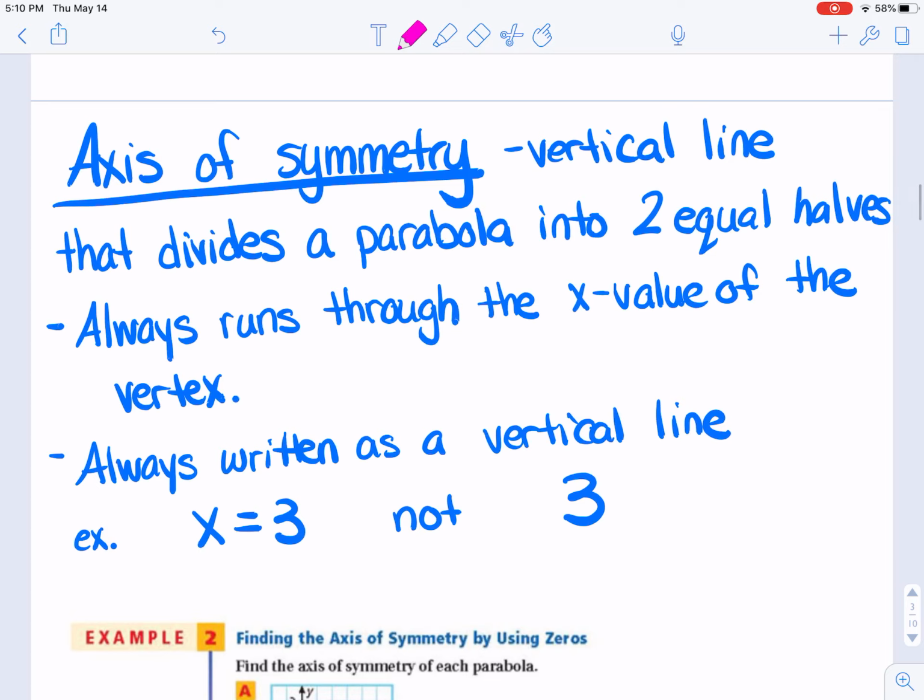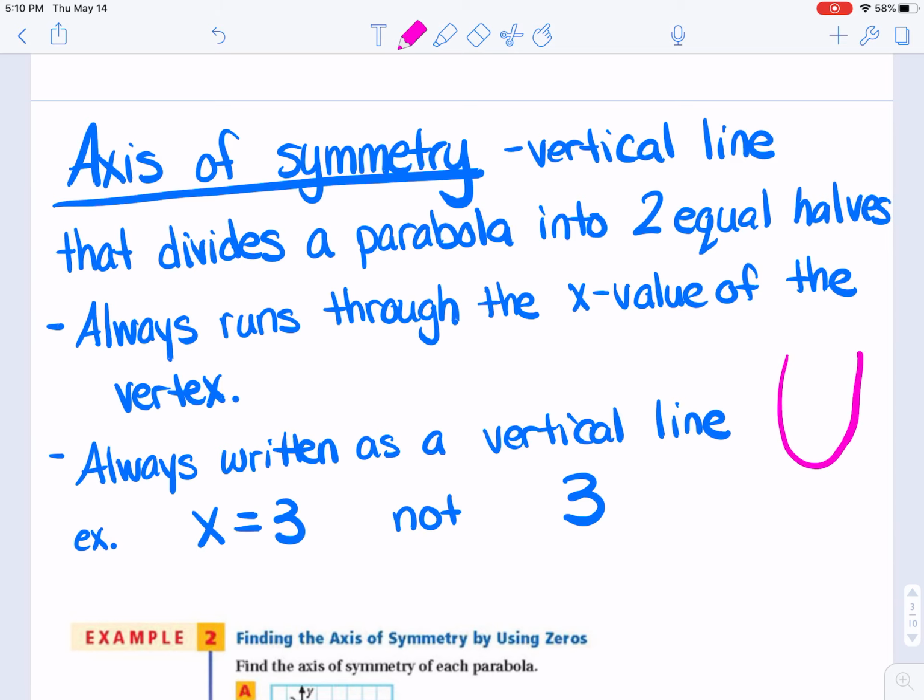Next vocab word of the day here is axis of symmetry. This is a vertical line that divides a parabola into two equal halves. This is like in kindergarten, or maybe in preschool, when you used to make little butterflies and you would take a piece of paper and fold it in half and then you'd cut it into the wings and then you'd open it up. That crease in the paper, that's basically an axis of symmetry. But instead of it being a butterfly, now it is a parabola.